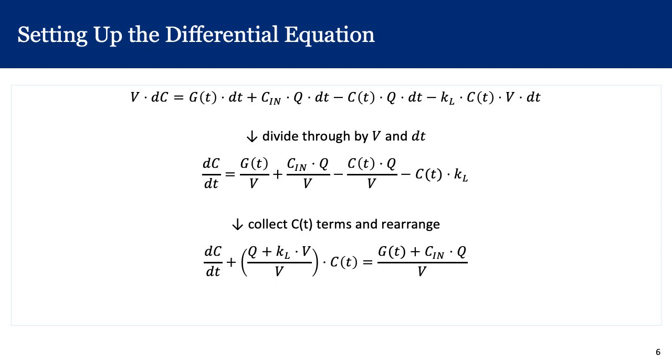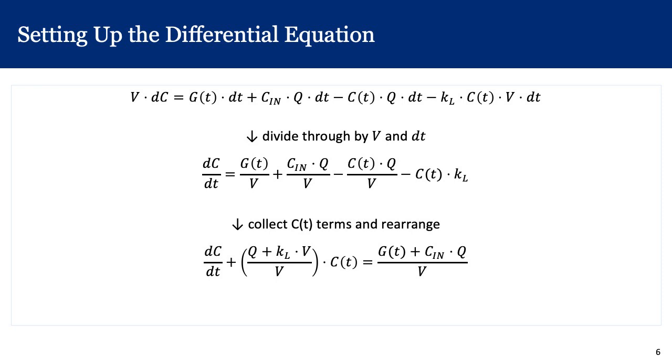We can do some algebraic arranging of the terms, and we basically collect all the terms that are associated with the concentration terms and then rearrange it. And so we get the equation at the very bottom of the slide. So dc over dt plus Q plus k times V, divided by V, and this whole term is multiplied by the concentration.